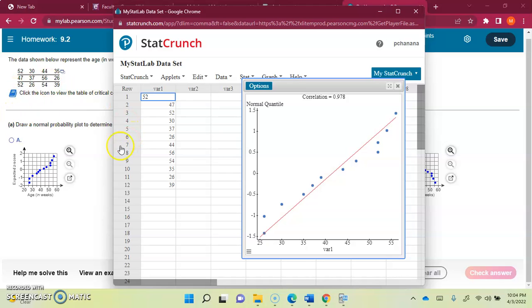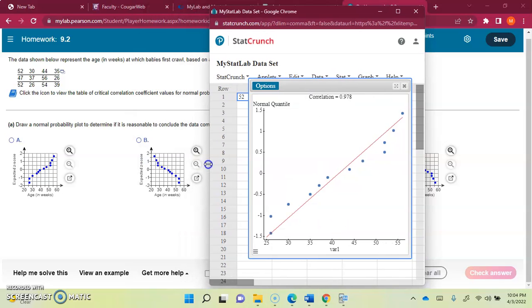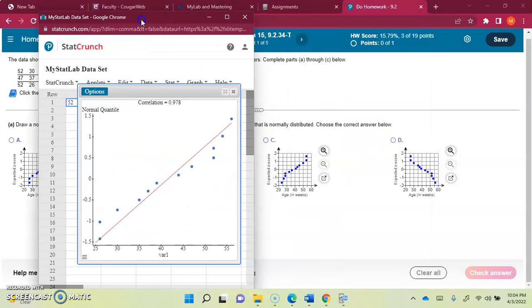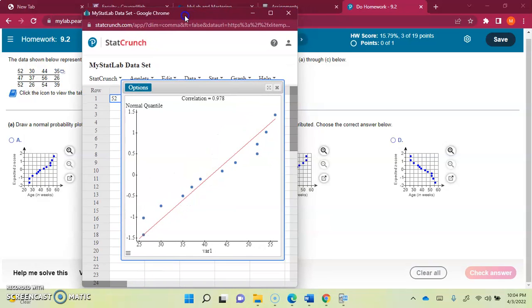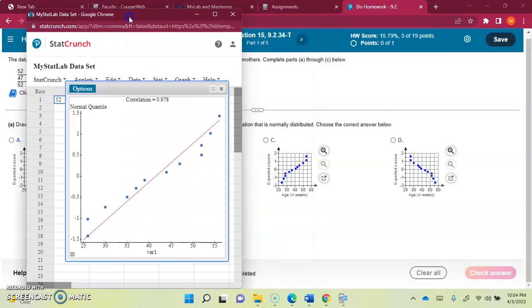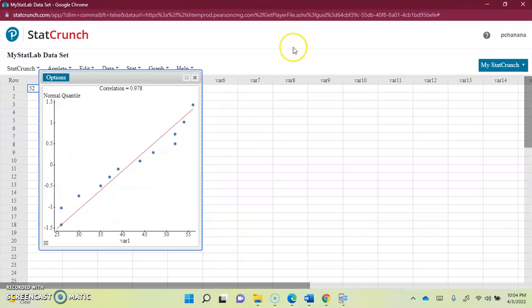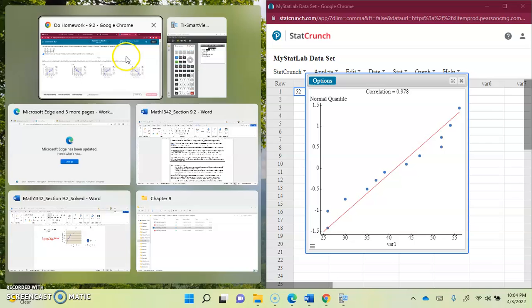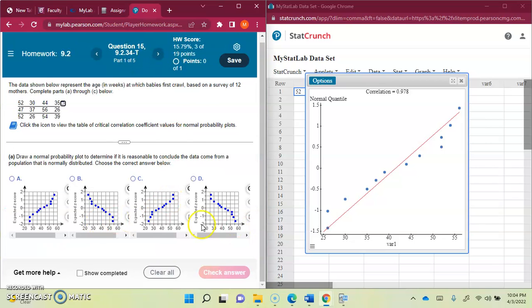Here is the data. So let's try to compare it to which one. It seems a little bit like A, but let's check other ones. I think you see here these two dots. First, they are looking like a straight line, and this here is inclined. So we think it's A. Let's check.